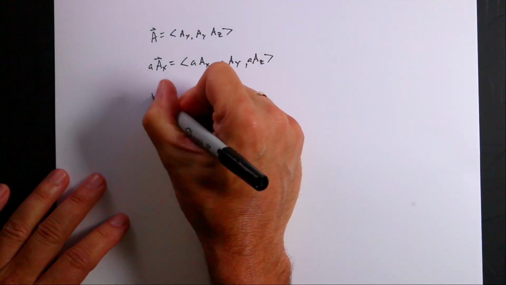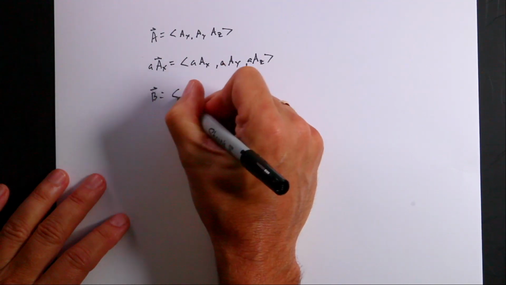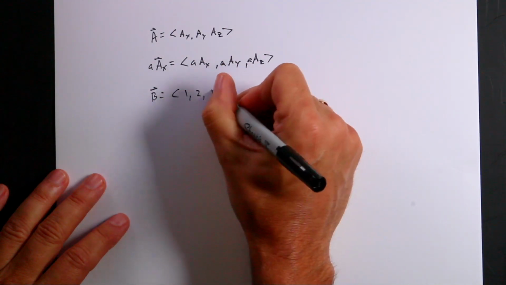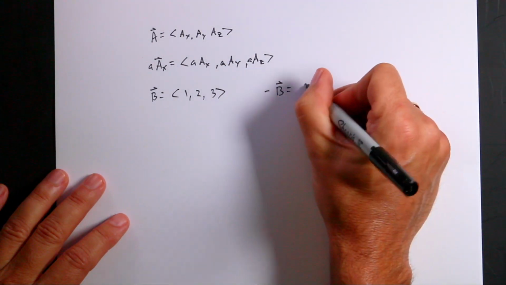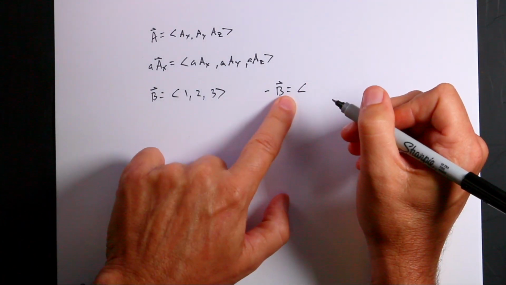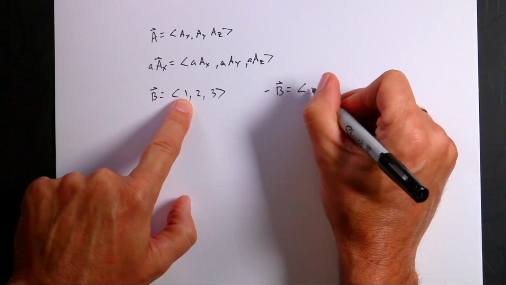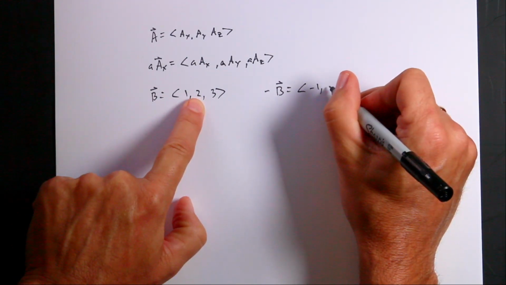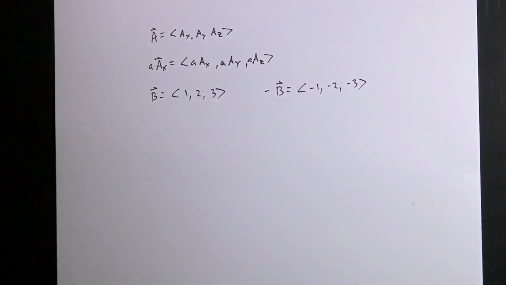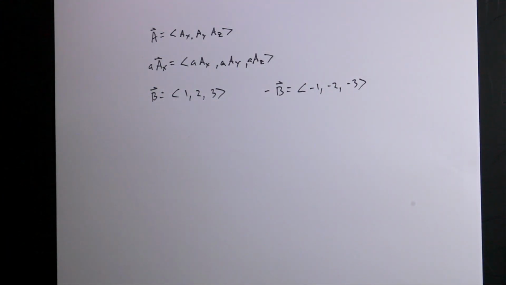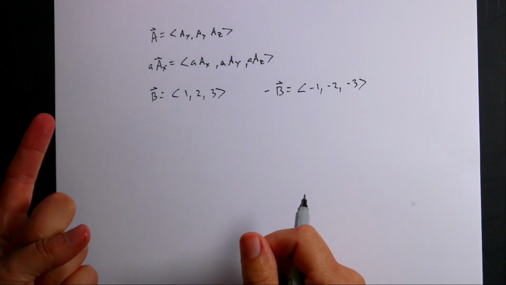Let's say the vector B is equal to 1, 2, 3. Negative B would be equal to -1 multiplied by the vector B. So I multiply this by -1, so it'd be -1, multiply that by -1, -2, multiply that by -1, -3. So I can do scalar multiplication. I'd be very careful about units.